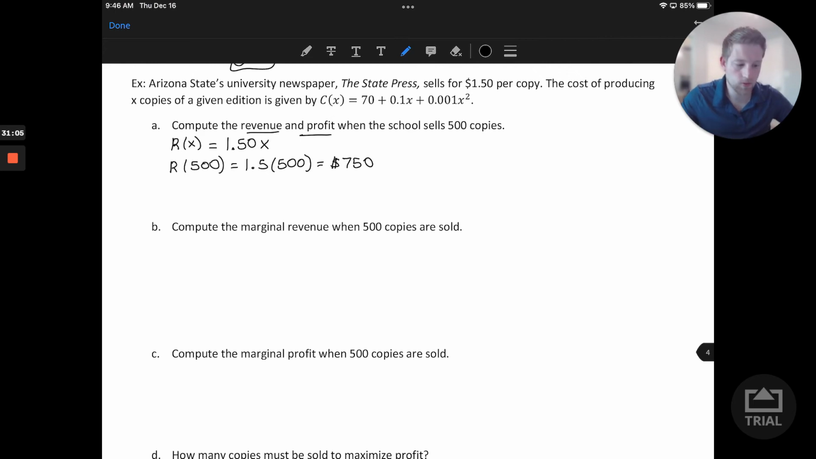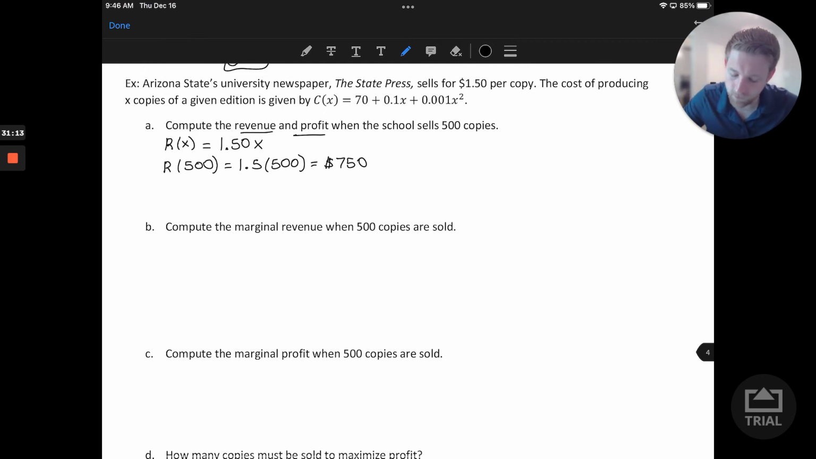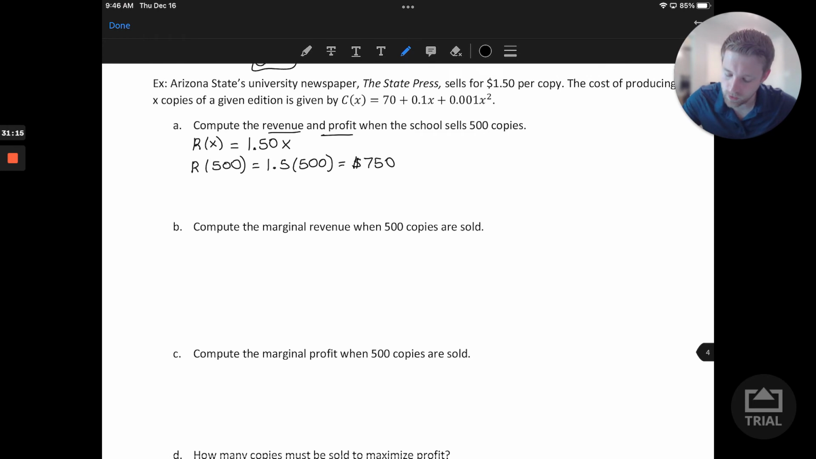So that would be our revenue for 500 copies. We can now consider, well, what is the profit for 500 copies? So below here, let's go ahead and consider what a profit function might look like. So we have P of X is going to be equal to my revenue minus my cost.